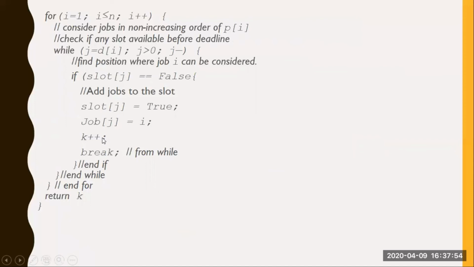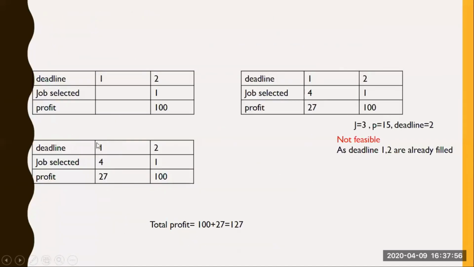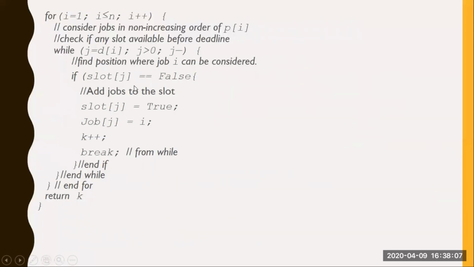Now in case if this particular deadline would have been 2, then it would have come here, it would have checked if this slot is free. This slot is not free, so it is false. So when it is false, what it will do? It will decrement j. So j now becomes 1. So when j becomes 1, again it checks if slot of 1 is false, it is true. Okay, because slot of 1 is empty. Thereby it will make that particular slot as true, and it will include that particular job.